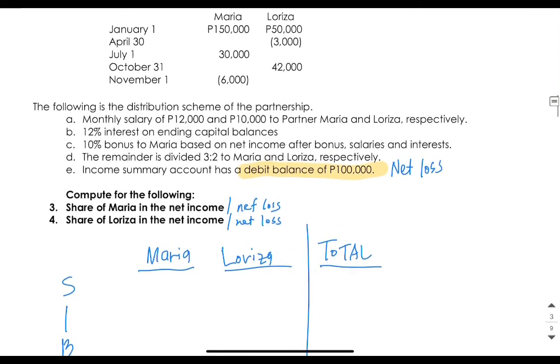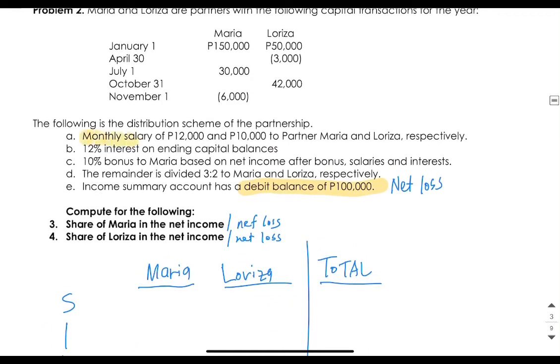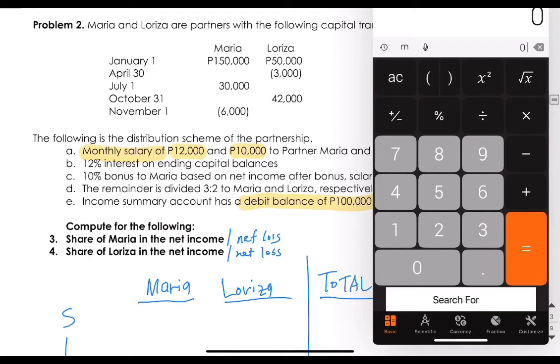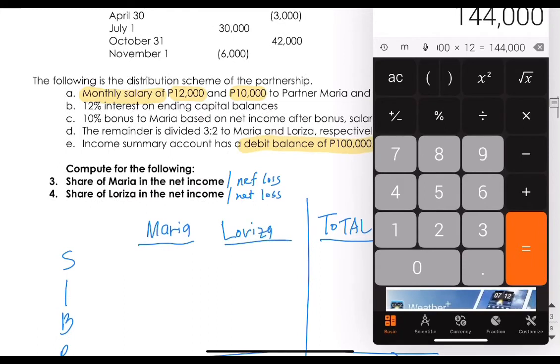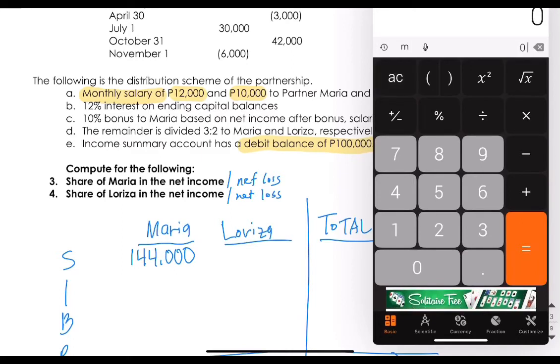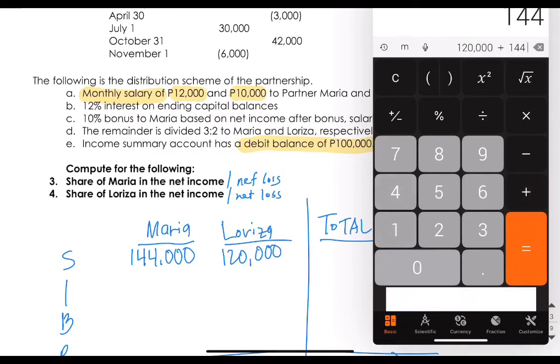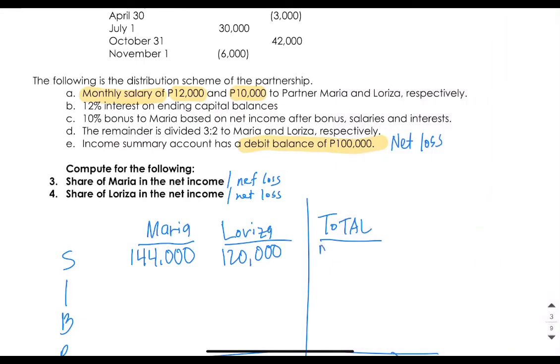The given is a monthly salary of 12,000 and 10,000 to partners Maria and Loriza respectively. So of course, we have to determine the annual salary. For Maria, that is 12,000 times 12, so that is 144,000. For Loriza, 10,000 times 12, so that will give us 120,000. Total 120 plus 144, the total salary to be distributed to the partners amounted to 264,000.